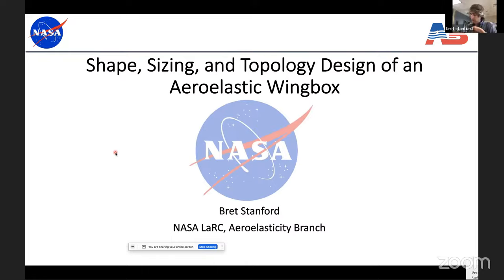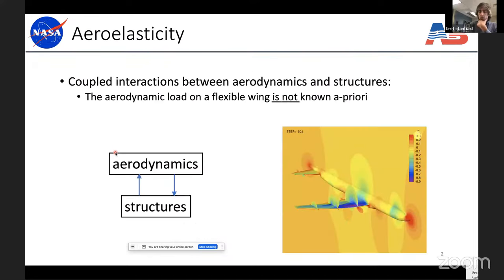So this will be a summary of a paper that we published in the AIAA Journal of Aircraft a year or two ago. As Peter said, this work is related to shape, sizing, and topological design of aeroelastic structures. So I'm on slide two now. Hopefully my slides are advancing across the internet. I thought I'd belabor this point a little bit.